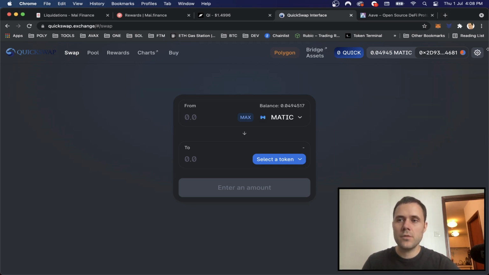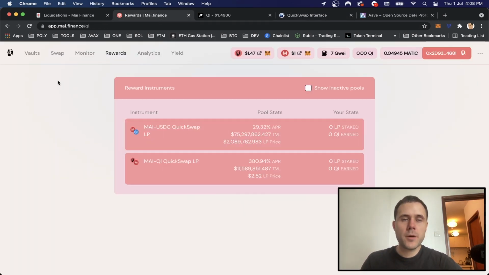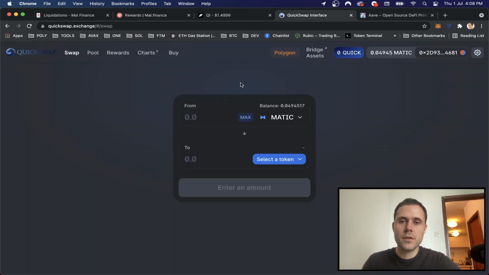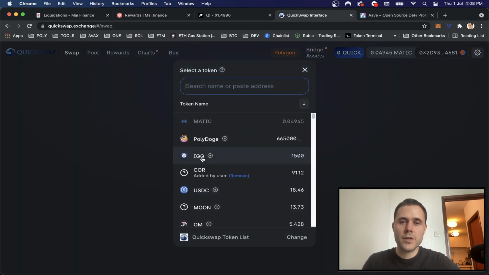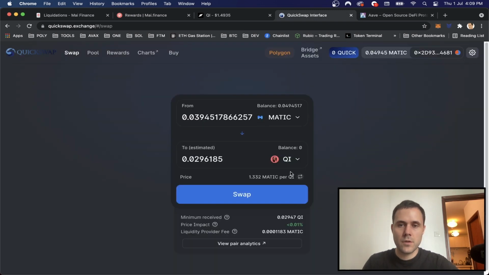So I'm not going to go too much into detail about that. That's just the basics on it. So platforms like Mai Finance and other farms, how it works basically is you get a portion of the trading percentage, like when we are doing swaps here, when a fee is charged. So if we want to swap Matic for Chi, we will see that there is a liquidity provider fee of 0.0001183 Matic, and then the liquidity providers will receive a part of that fee.